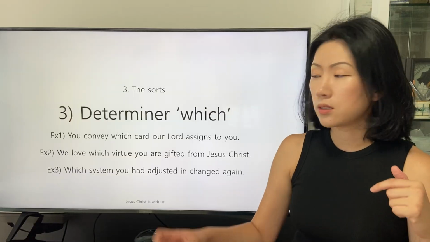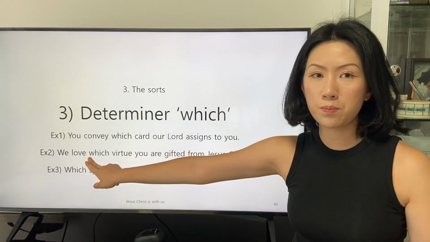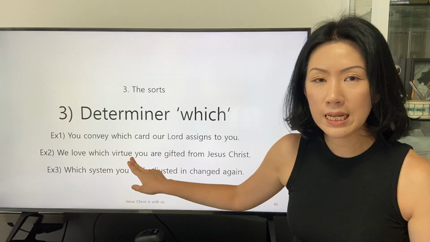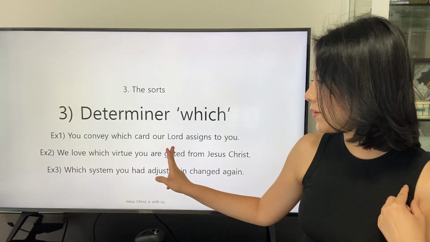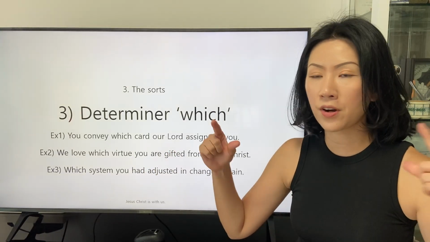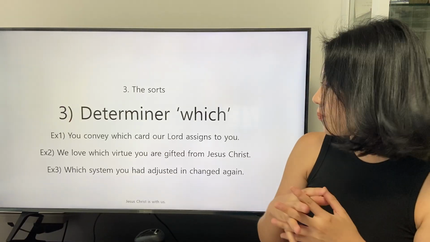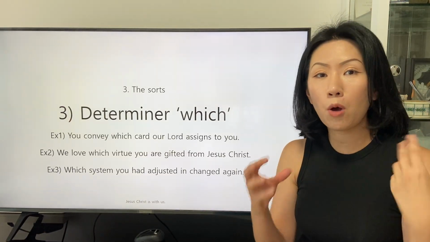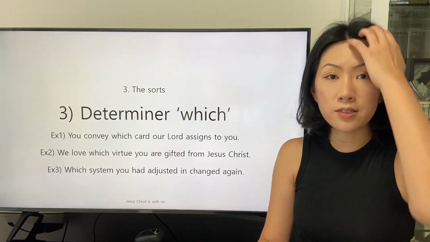So we can say that the direct object, which virtue, still receives the definition of the transitive verb gift from the original subject, Jesus Christ.